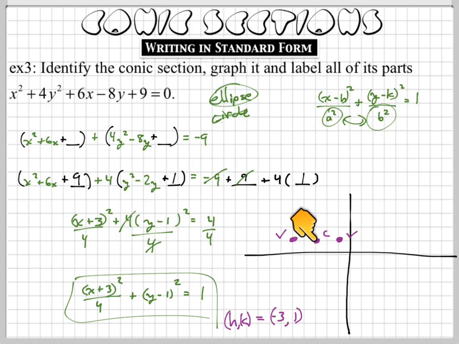All right, but now I have to count up and down to find my covertices. How do I know how many spaces to count? Well, look back at your y. There's a 1 underneath it. What's the square root of that? Yeah, so you just count up 1, count down 1. So we got our covertices.